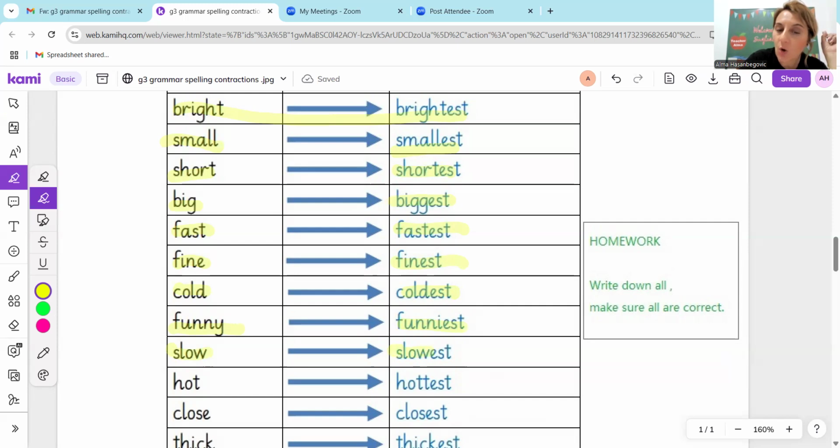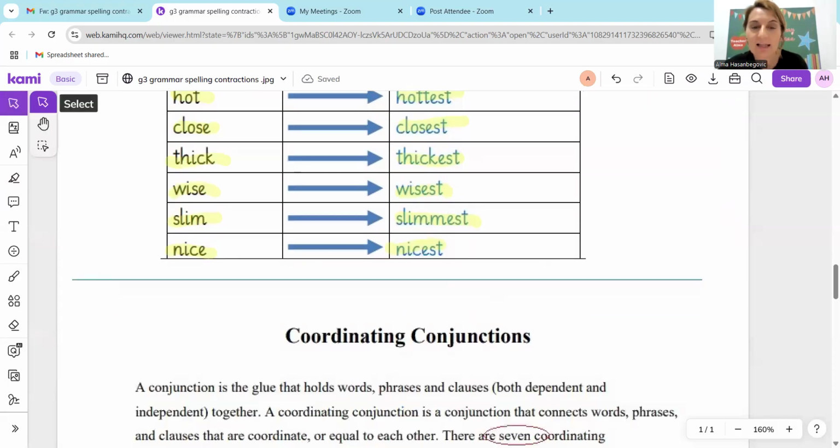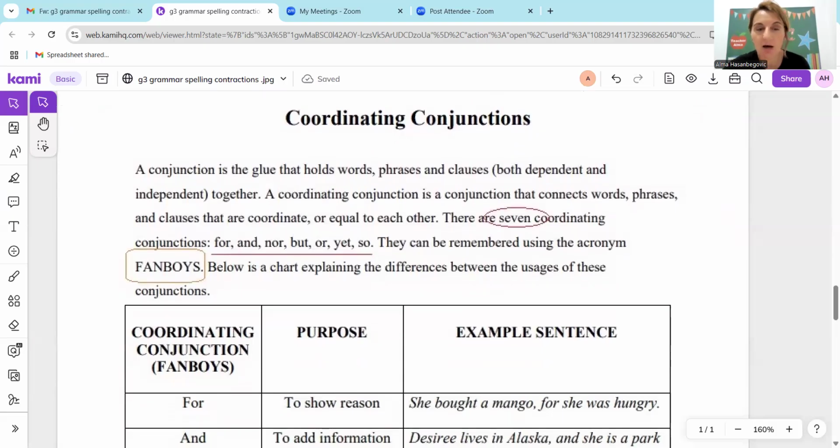Slow, slowest. Hot, hottest. Close, closest. Thick, thickest. Wise, wisest. Slim, slimmest. Nice, nicest. I hope everybody's doing well on this one. Let's move on to the next part of coordinating conjunctions.